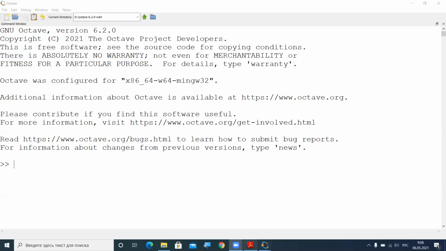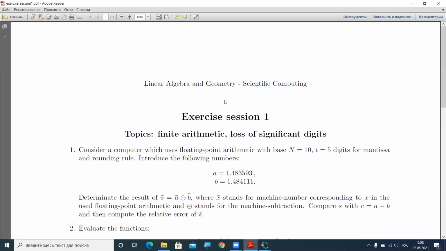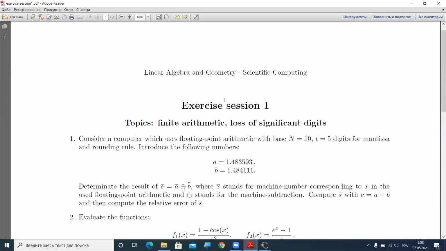Okay, let's start the lesson. So let me share my screen. And now we'll continue the exercise session 1.